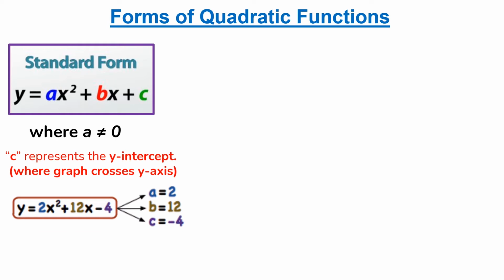So here's an example of a quadratic equation in standard form. Your a would be 2, your b would be 12, and your c would be -4, and -4 would be your y-intercept, where that graph crosses the y-axis.